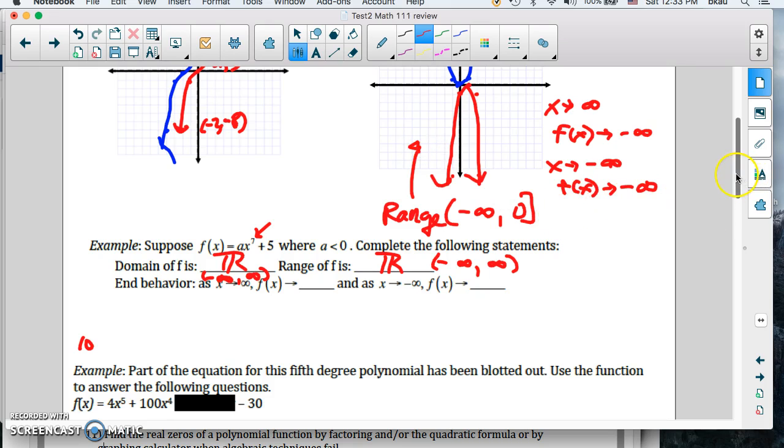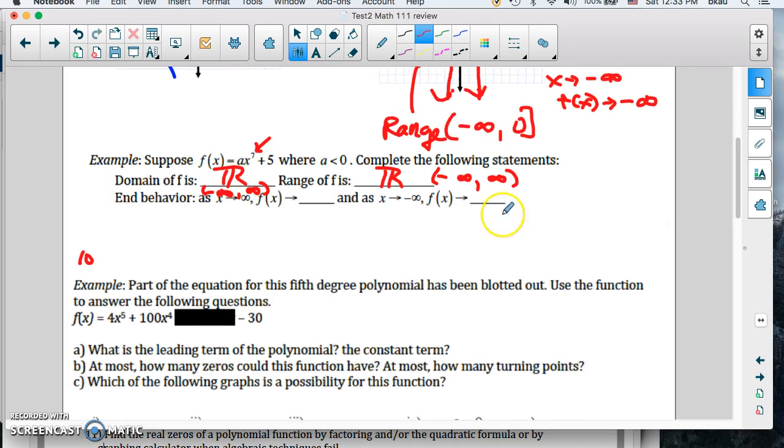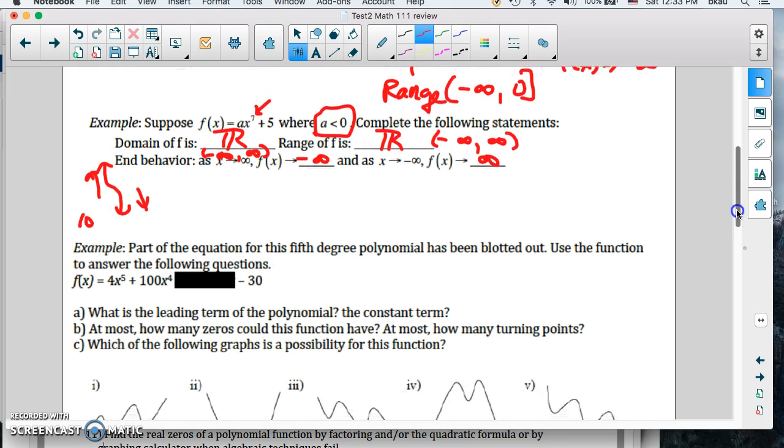Domain on any power function is all real numbers. Okay, the end behavior here: it says it's negative, so it means it's going down. So this graph actually looks like this. As it goes to the right, this should be negative infinity because it's going down here. But as it goes to the left to negative infinity, it's going to go to positive infinity. Okay, so that's section 9.